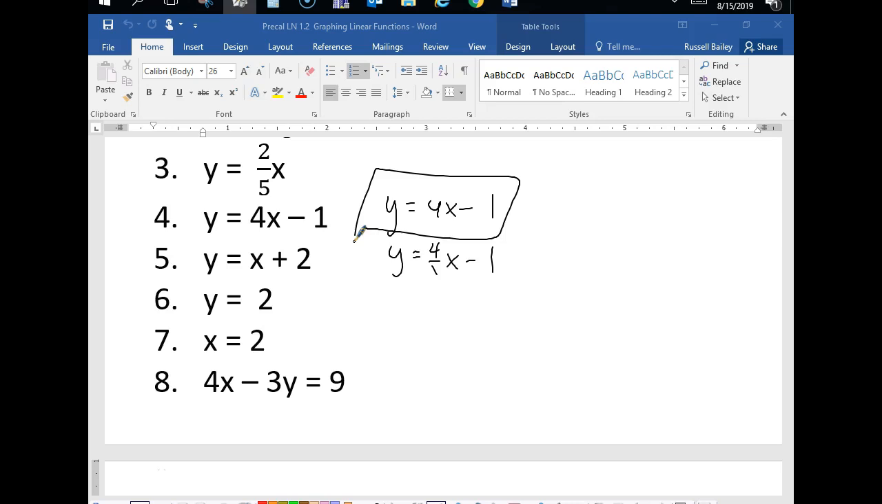Now, how do you know that? Well, don't you agree that 4 over 1 is the same thing as 4? So I just rewrote this so I can see my run. Does that make sense? So you don't have to rewrite it.